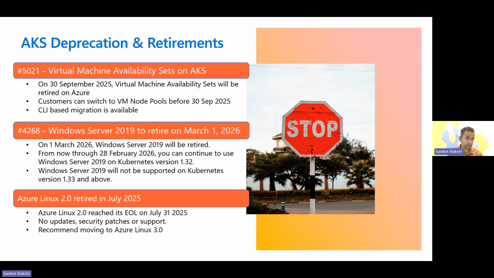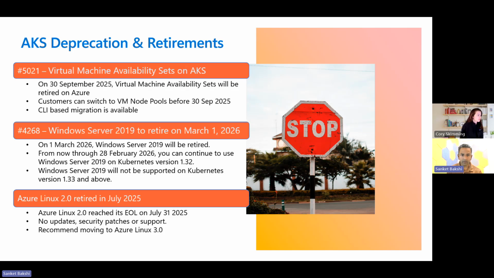So that's one. Secondly, just running through these, Windows Server 2019 is going to be retired on 1st of March. So typically OS upgrades take a long time in organizations. There are longer turnaround times, which is why we just wanted to highlight it 6 months ahead of time.